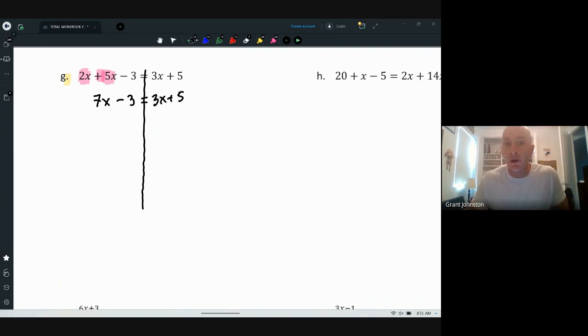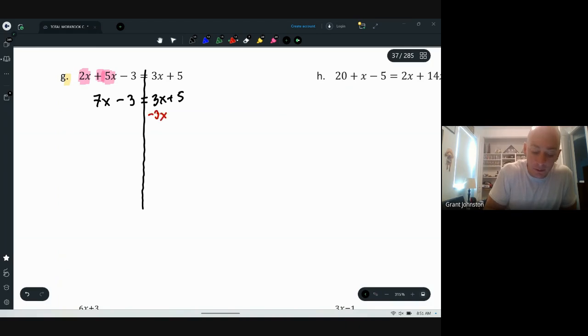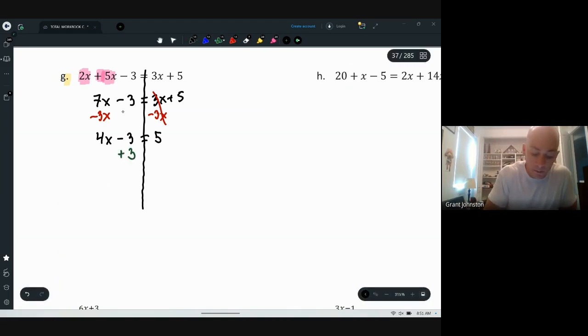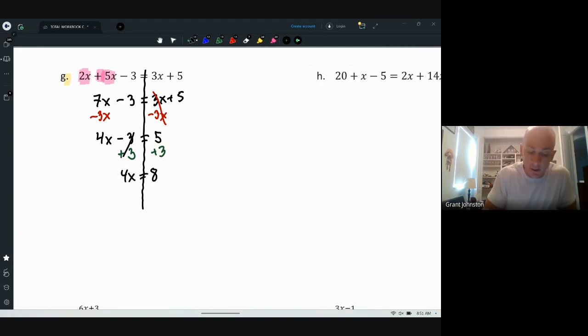And now let's get into our solving steps. We have x's on both sides. Same thing. I want to get rid of one because I can't solve from here. I'm going to subtract this 3x, and I'll do it over here too because you've got to do it to both sides. So that's going to be 4x minus 3 equals 5. And then we're back at a two-step. Add 3. 4x equals 8, divide by 4. x equals 2.